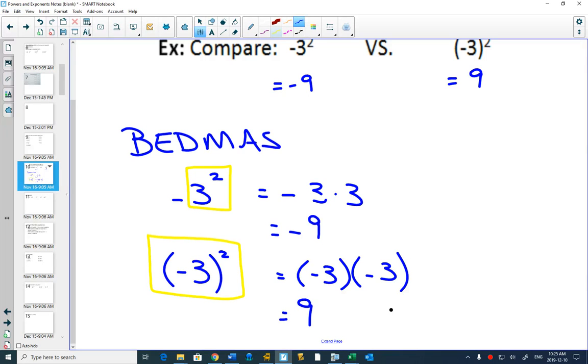One of the things that people make as a mistake is they say, I'm going to multiply in this one, the top one, the negative times the 3 first, and then I'm going to do the exponent. But if you look at your exponent laws, your BEDMAS, your order of operations, the E stands for exponents. We do exponents before we multiply. So when you have -3 squared without the brackets, it's a negative times 3 squared. You have to do the exponent first before you multiply. So here's some more examples.